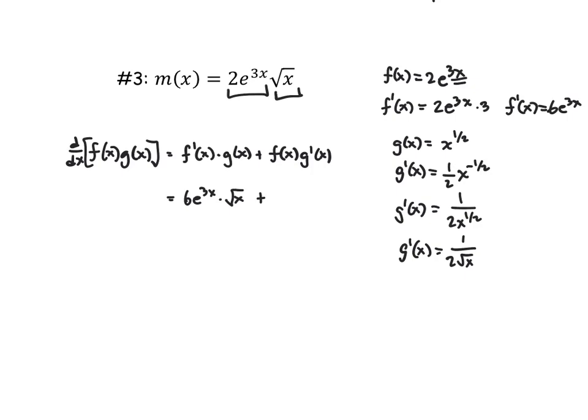Okay, so I would write f of x untouched times the derivative of g. And I get that. Let's clean it up just a tad. Let's call this m prime of x. This would be 6e to the 3x times square root of x plus, the 2's reduce, e to the 3x over square root of x. And there you have it, guys.